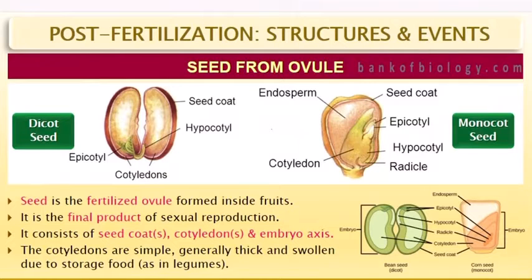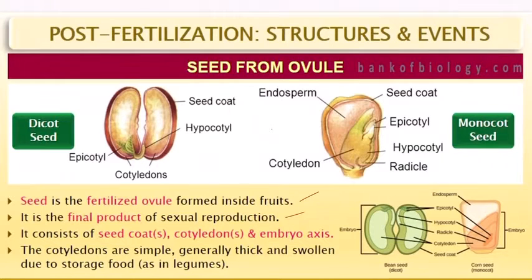So from the zygote, the embryo, the fruit will develop. We said developed ovary is a fruit, and inside when we cut the fruit there will be seed. So that seed is technically a developed ovule. So we say seed is the fertilized ovule formed inside fruits. It is the final product of sexual reproduction. It consists of seed coat, cotyledons and embryo axis, as you are seeing here.